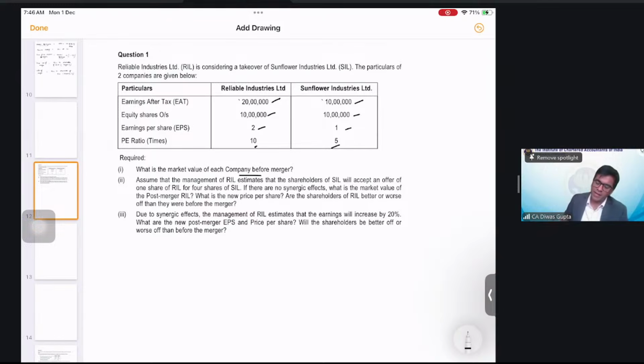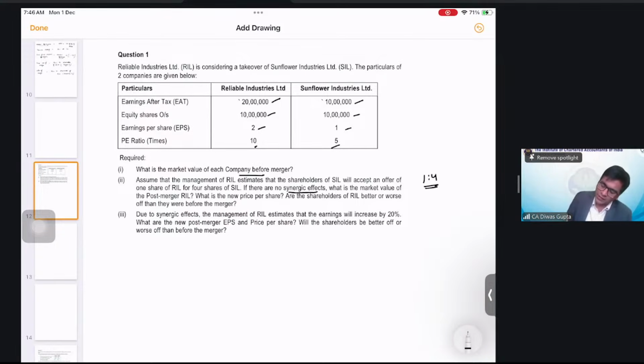Required: what is the market value of each company before merger? That we can just simply calculate. How? We have the EPS, we have the PE ratio, and we have the number of shares. We can calculate the overall market value. Now, the second one, assume that the management of RIL estimates that the shareholders of SIL will accept an offer of one share of RIL for four shares of SIL. That means the swap ratio is 1 is to 4, right?